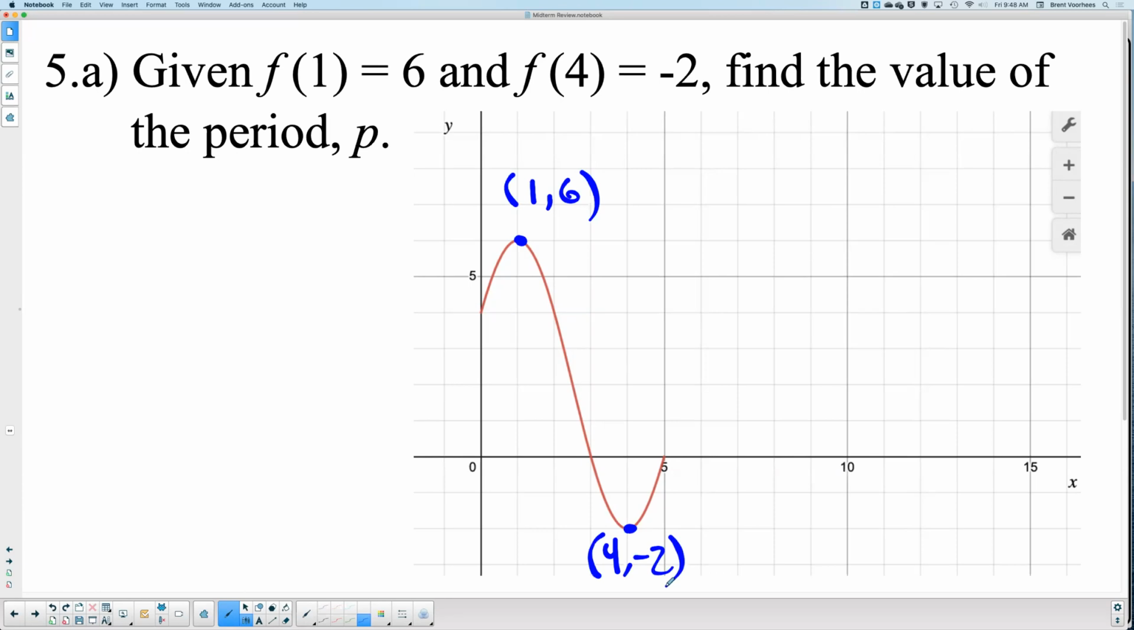Okay, so what can we determine? Can we determine the period from this? So, what's the formula for period?